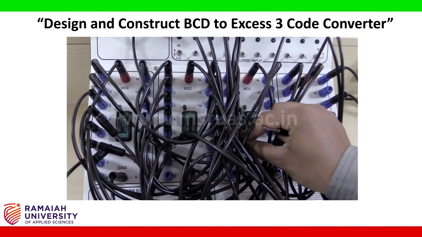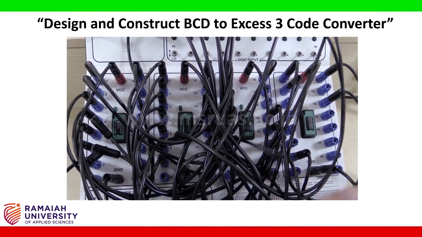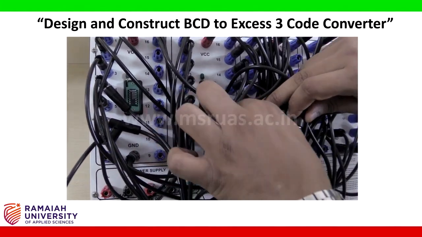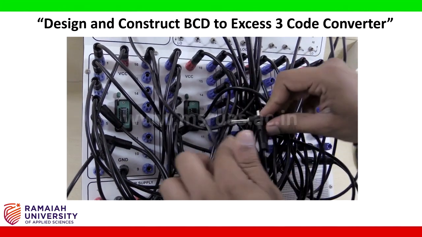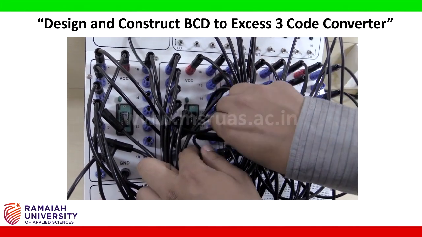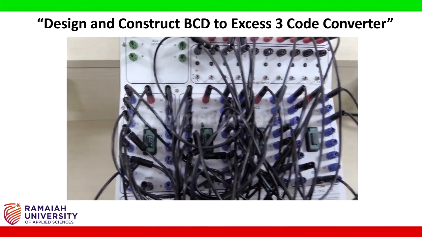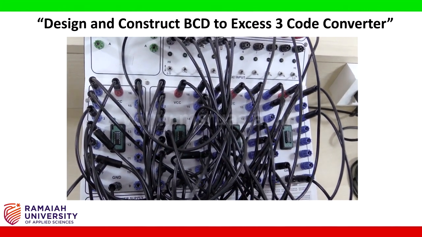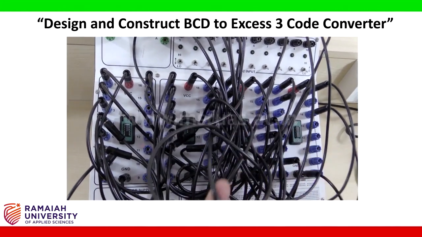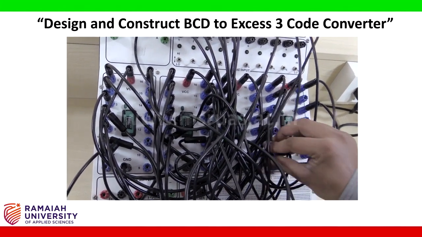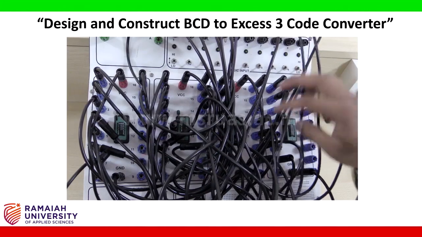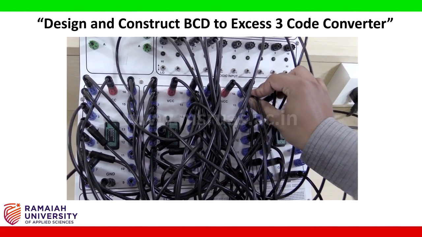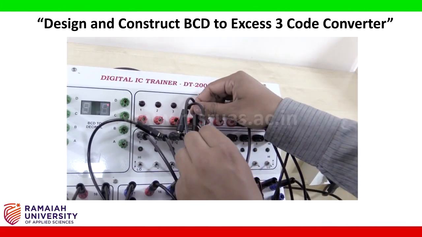Pin number 6 is connected to 9 of the OR gate. So 9 is here. I am shorting it. Next, pin number 8 is connected to 12 of the OR gate. It is already connected. And pin number 13 of the AND gate is connected to the D input again. I am connecting it here.